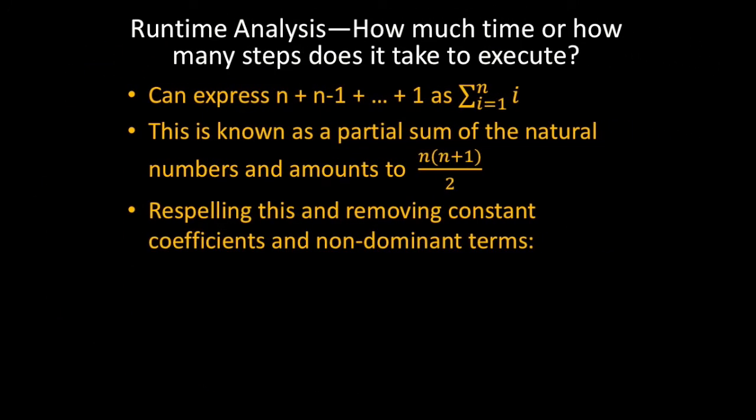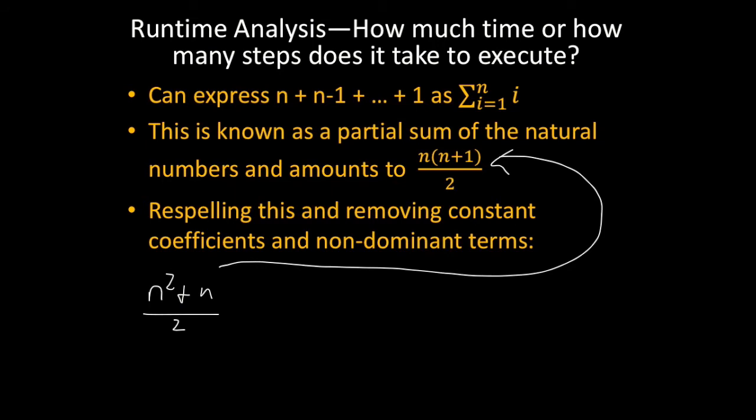So if we respell this sum, we multiply n times n and n times 1, divide that whole thing by 2. So that and this, they're the same thing, just respelled. So now I'm going to split this into 2 different terms. Okay, so now I'm going to remove the constant from both terms. 1/2 is the constant in each term.